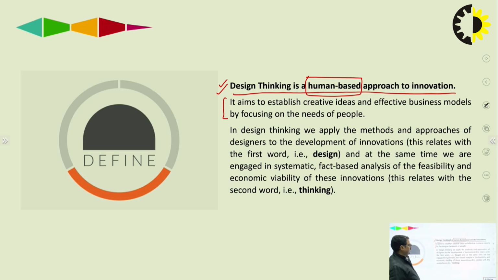But here I've tried to explain what these two words, design and thinking, are doing here. So if you read this definition, I'll read it for you. In design thinking, we apply the methods and approaches of designers to the development of innovations. This relates with the first word, that is design. So design is more scientific approach that we are going to impart while we are doing some innovation, while we are creating something unique, while we are doing something creative.